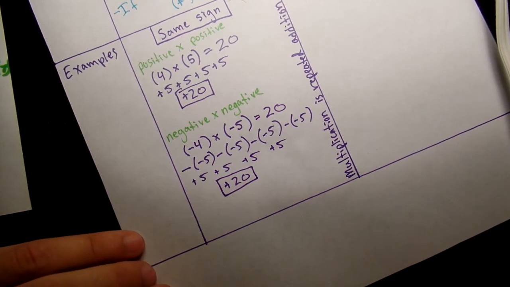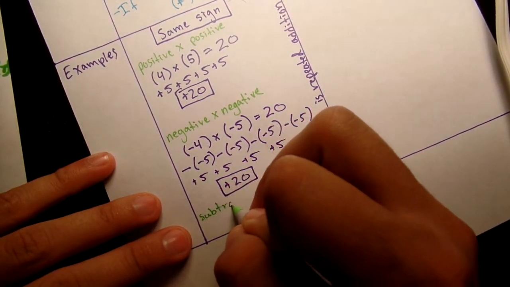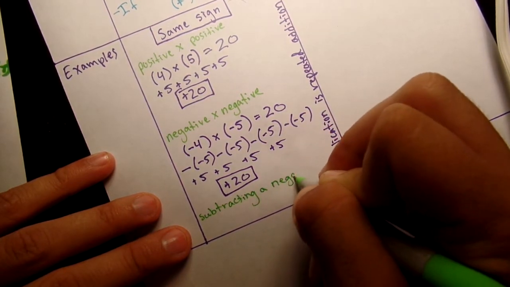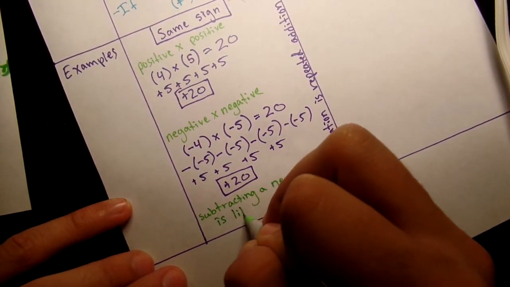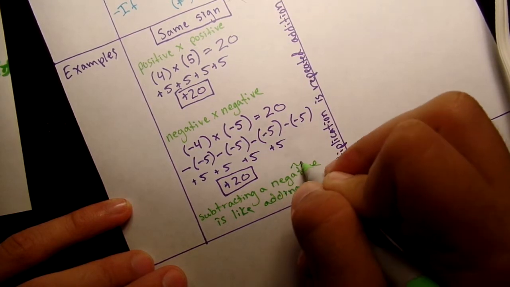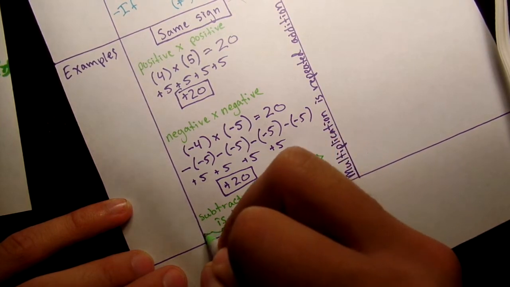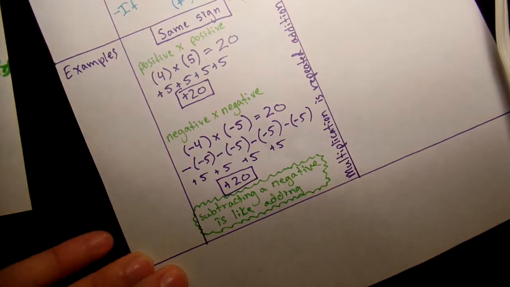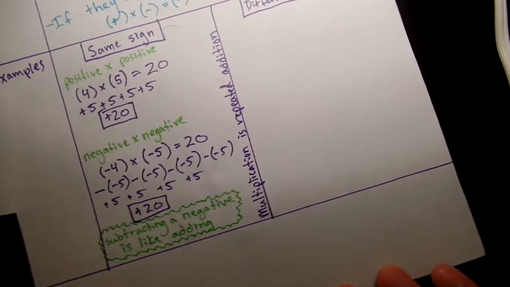I'm going to write a little note here at the bottom. Subtracting a negative is like adding. Okay? So if you take away a negative, you're giving the person money. If that's a little confusing, we'll talk about it more. Alright, different sign.